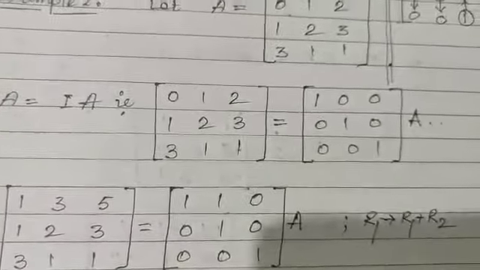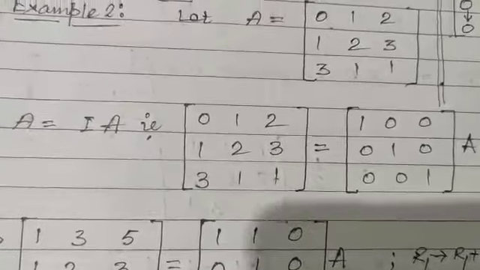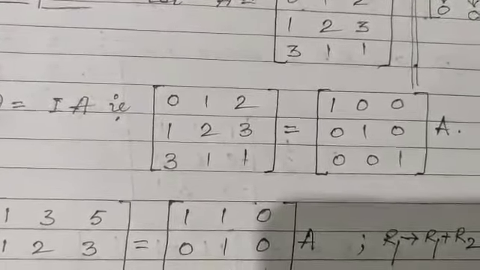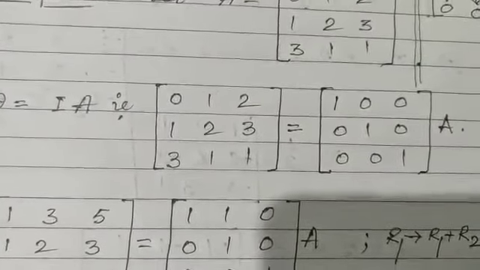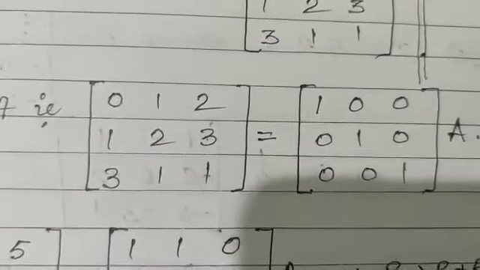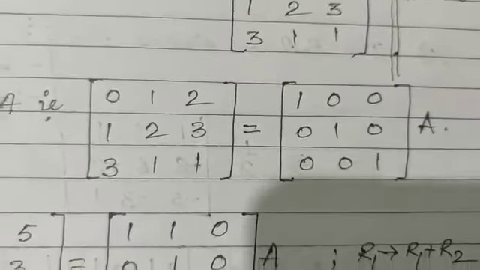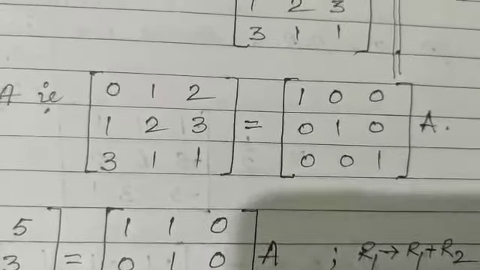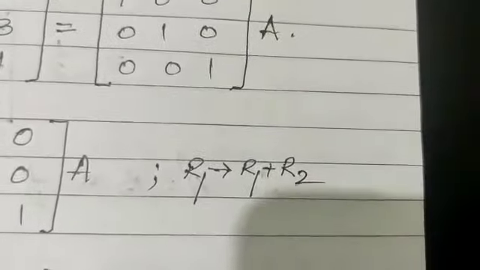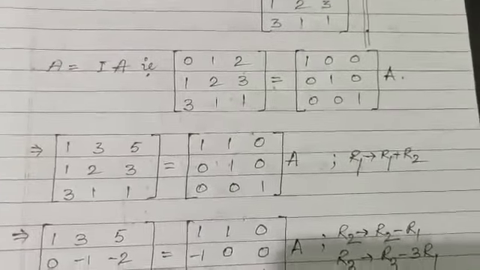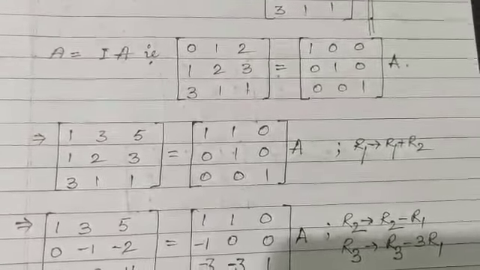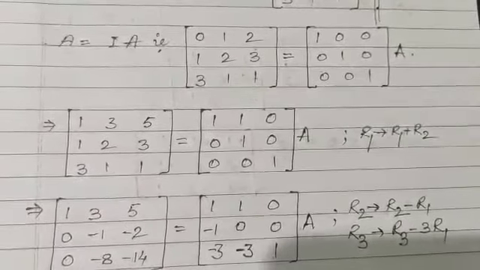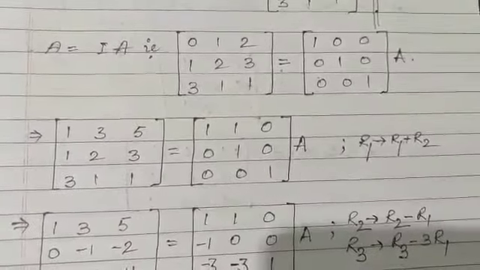A can be written as I into A, in the same way we have written earlier. Now the first step is to make the element A11 equal to 1. Here we can't multiply 0 to get 1, so we will operate R1 is R1 plus R2. The R2 is added to R1. So the first row will be 1, 3, 5 and the other two rows remain the same. The same operations on the right hand side we have applied.